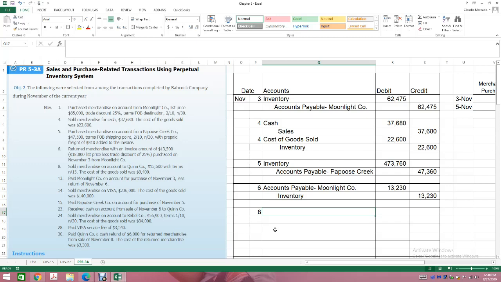Pretty good. Whenever we have a sale, there are two entries that need to get done. The first one is to record your accounts receivable. Have they paid you? If they had paid you in cash, then you would do cash. But on the 8th, it says you sold merchandise on account, so we're going to be getting that money at a later point in time. Accounts receivable.